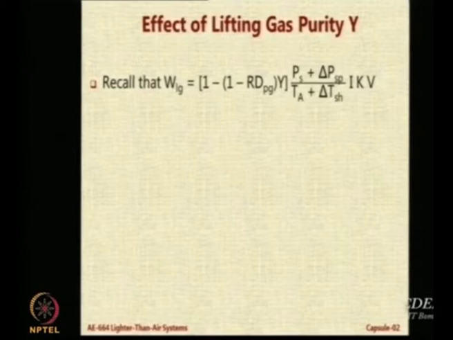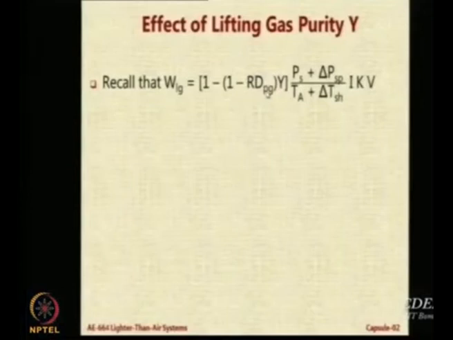ratio of pressure plus super pressure, temperature plus superheat, into I into K into V. And this RDPG is the relative density of the pure gas. This is a fixed number, it depends on whether you use hydrogen or helium or any other lifting gas. So the value of 1 minus RDPG is a fixed number depending on the LTA gas that you use.